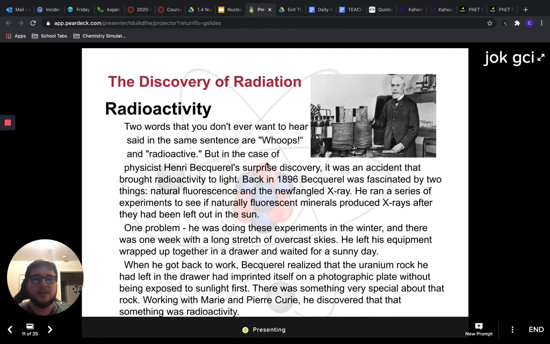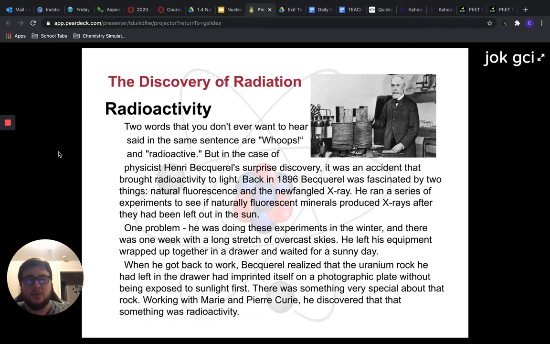All right. So here's a background of this guy named Henry Becquerel. Henry Becquerel is another scientist that was a major contributor to radioactivity. And basically, you can read this and see what his discovery was. It was kind of accidental. So he left a uranium rock in a drawer with some photographic plate. And he left it there.